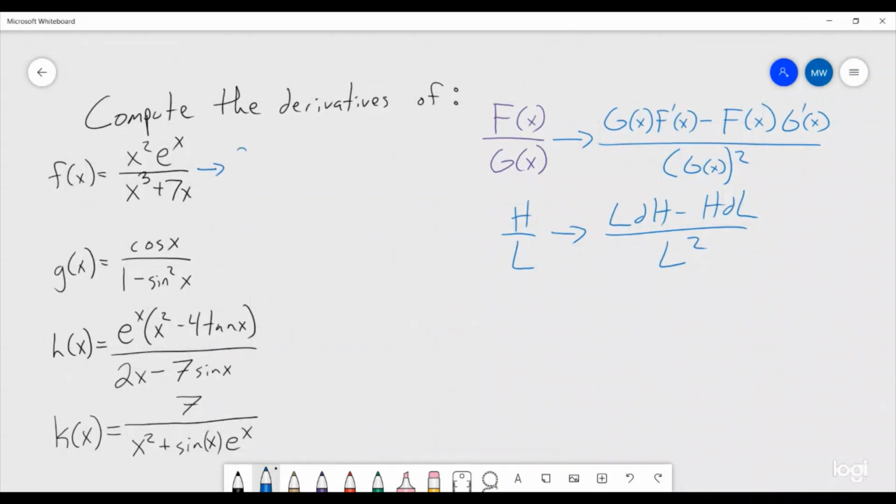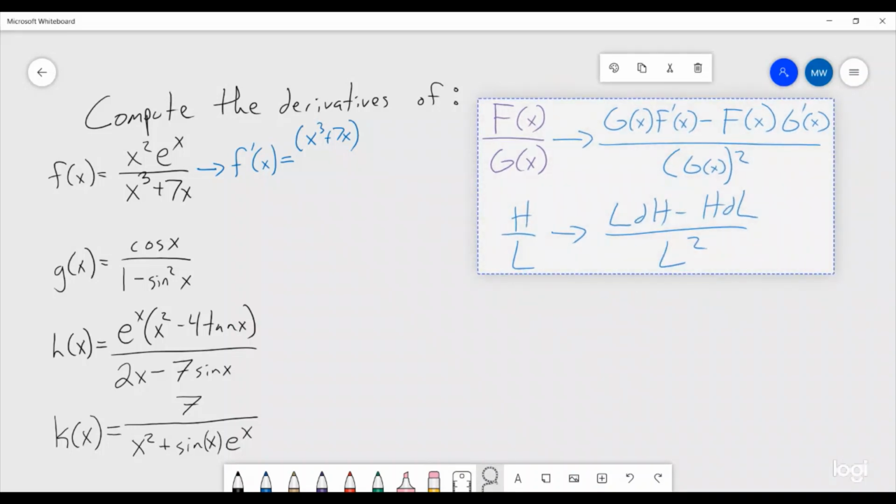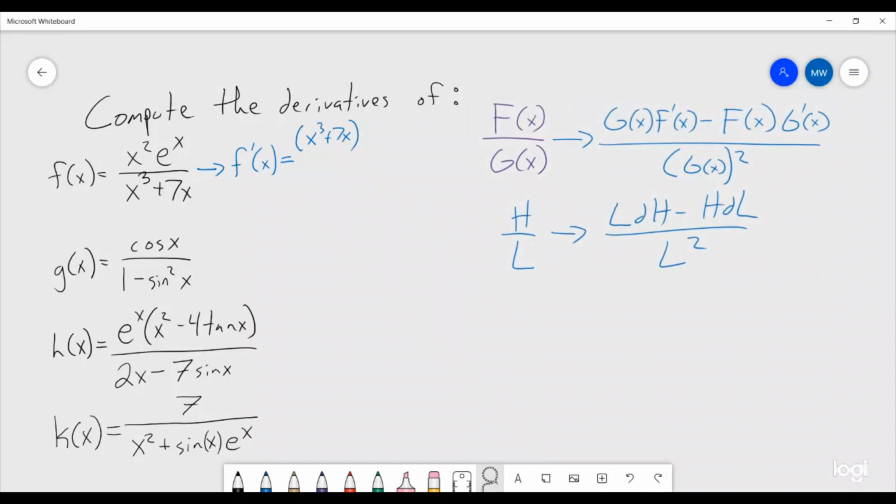So f prime of x is going to be, we got low d high, so low is just going to stick around, so x cubed plus 7x times the derivative of the top. Okay, what's the derivative of the top? Well, that's something that we're going to have to take the product rule to be able to find. Come on, let's slide this out of the way.